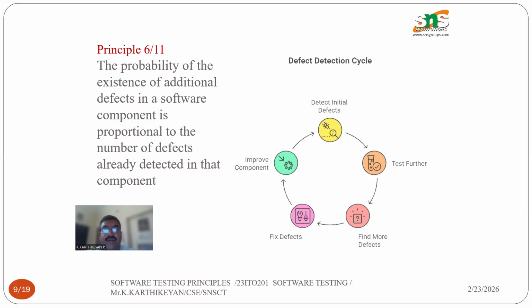So the sixth principle: the probability of the existence of additional defects in a software component is proportional to the number of defects already detected in the component. For example, once you find the initial defects, test further and find more defects, fix the defects and improve the component based on your condition statement in the area.